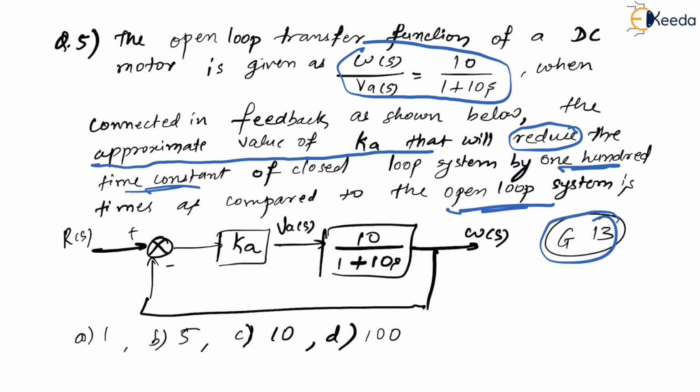So first of all, we will try to find the time constant for the open loop system, and then we will check for the closed loop system. Okay, we will see that. Let us see what we can do. So what is the open loop system now? It is nothing but this Ka multiplied by this 10 upon 1 plus 10s. So you have this open loop transfer function equal to Ka into 10 upon 1 plus 10s.